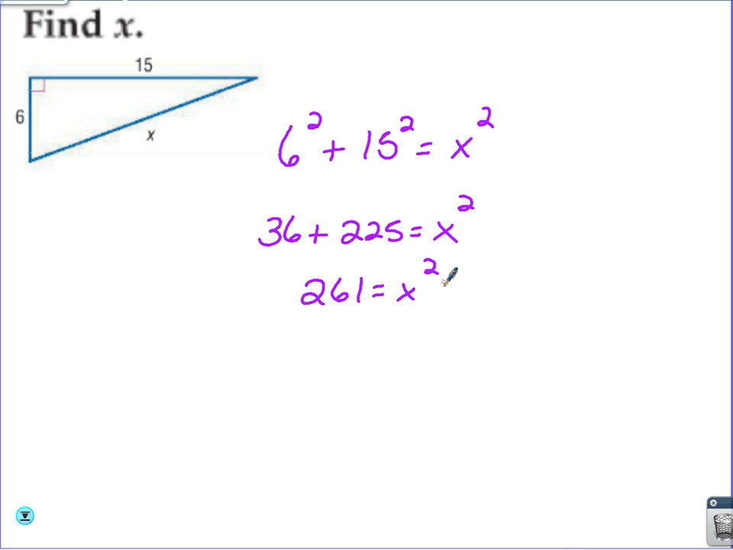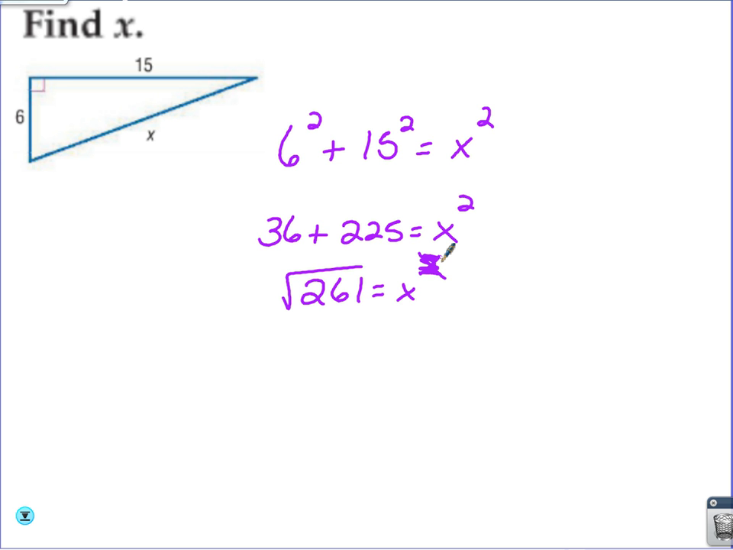Now let me go first off into a little bit of algebra. To get rid of a square, you do the inverse operation to the other side. If this was plus 1, we do minus 1 over here. If it was minus 1, we do plus 1 over here. If it was times 2, we divide by 2. But since it's square, we take the square root. To get rid of a square, you always square root.